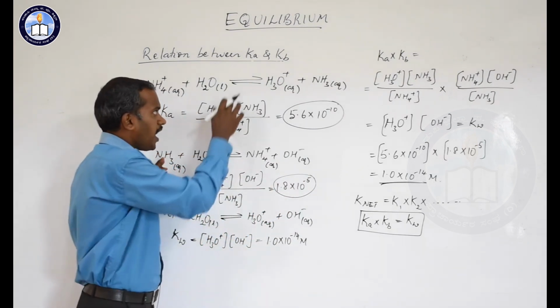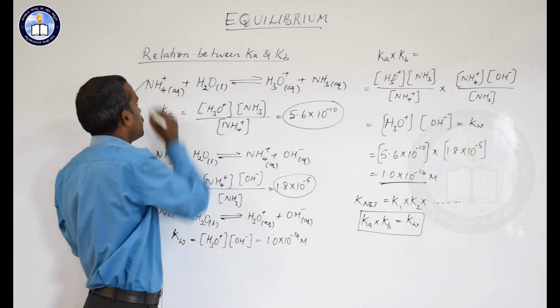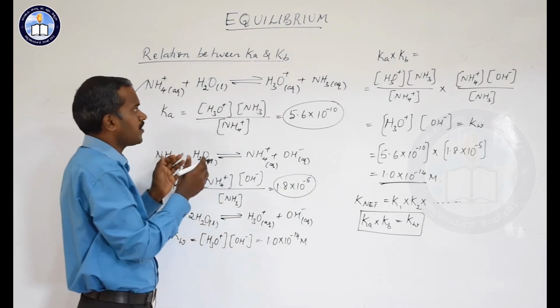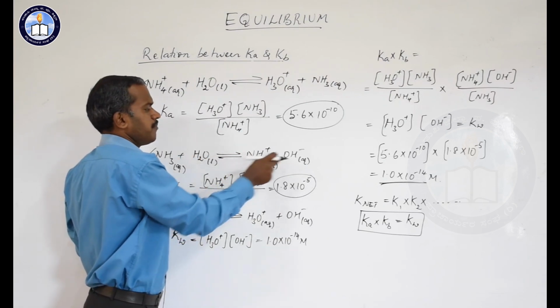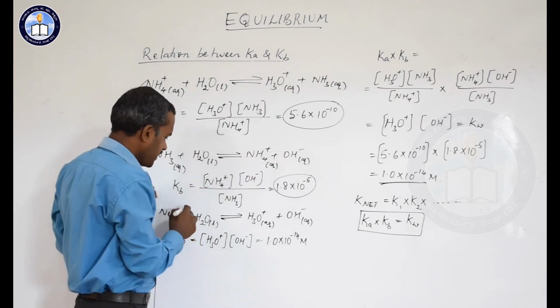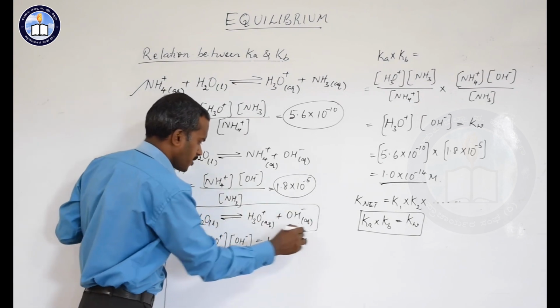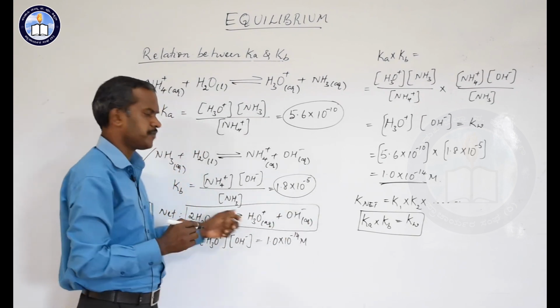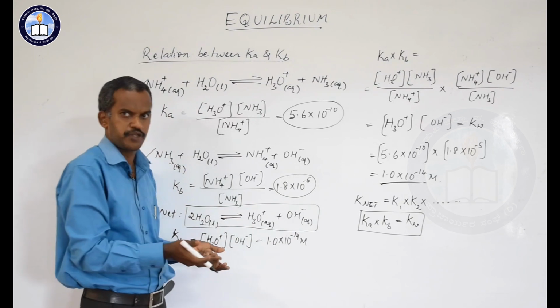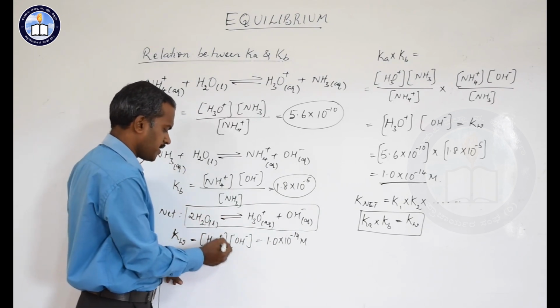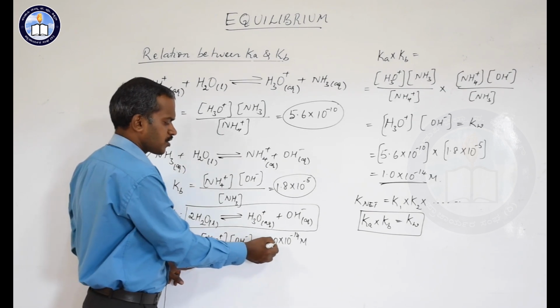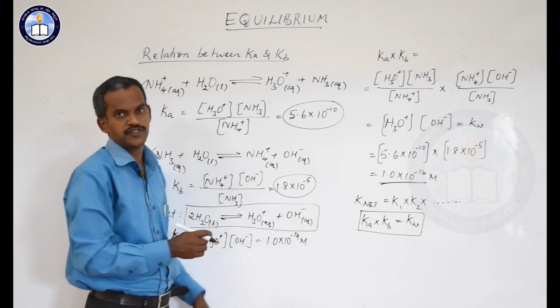So when you add these two equations, the first one is ammonium reacting with water, or dissolving in water, forming hydronium ion and ammonia. The second one, ammonia dissolved in water forming ammonium and OH minus. So the net equation will be two molecules of water forming H3O plus and OH minus. It's nothing but the dissociation of water, or ionic product of water, and we know Kw is equal to H3O plus into OH minus is equal to 1 into 10 to the power minus 14.